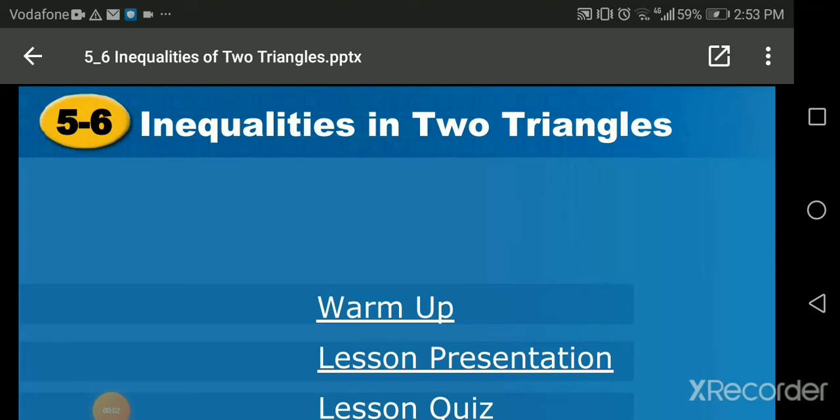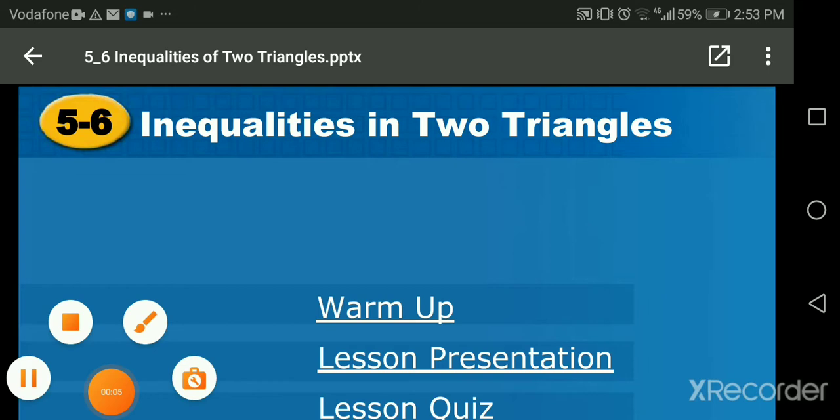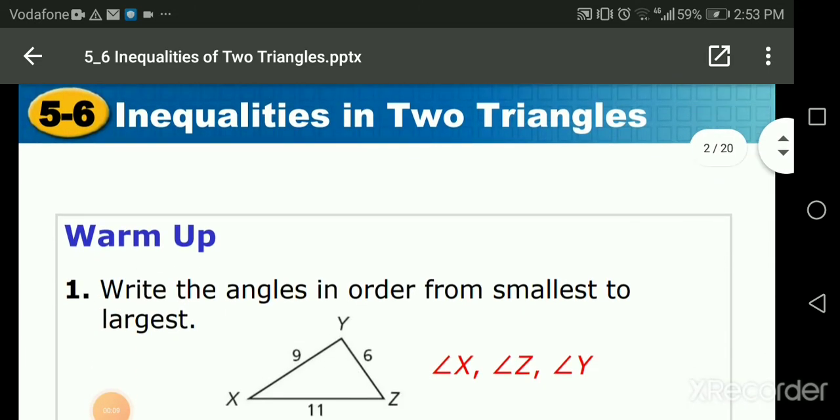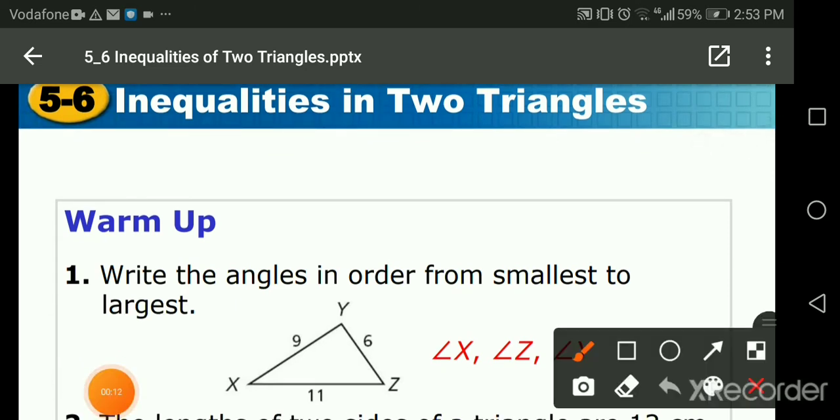I hope you're fine. Today we're going to talk about the inequalities of two triangles. So let's start. We have this question to review the last lesson.